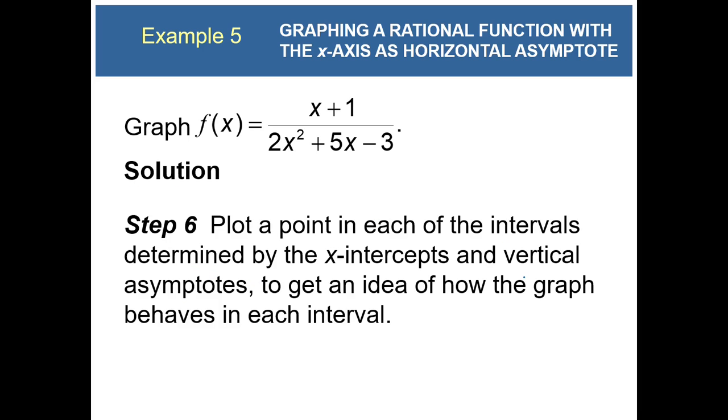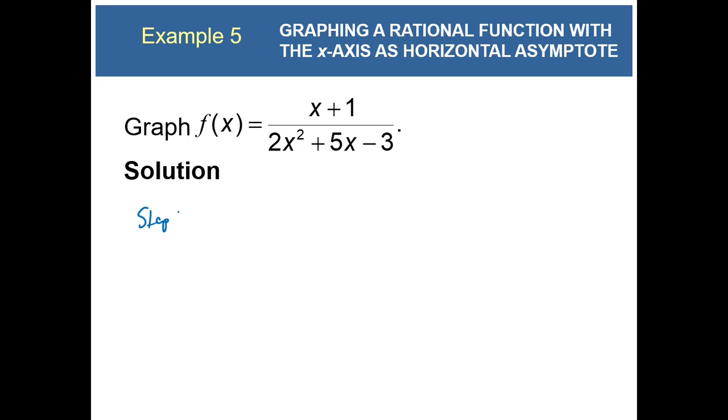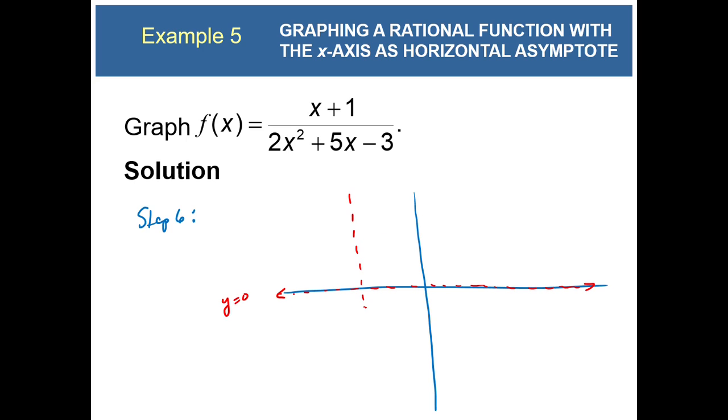In step 6, I want to plot a point in each of the intervals determined by the x-intercepts and the vertical asymptotes to get an idea of how the graph behaves at each interval. We're going to have to use a table to find where the graph is above or below certain critical values. I know we have a horizontal asymptote at y equals 0. We have vertical asymptotes at x equals negative 3 and at x equals 1/2. We know there is an x-intercept at (-1, 0), and a y-intercept at (0, -1/3).